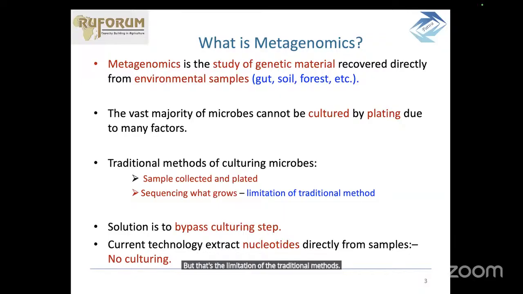But metagenomics came, and now you don't have to go through all that. You bypass the step of culturing. You don't have to culture. You get your sample, you extract your nucleotides, you just send them for sequencing. So that has been a very, very big leap with working with microbes. So the study of genetic materials recovered directly from environmental samples, no culturing. Okay.